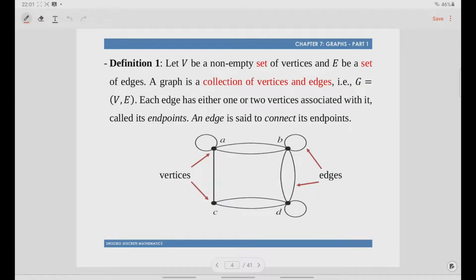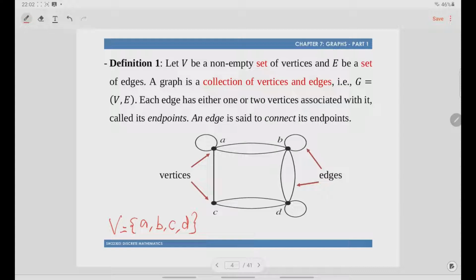Okay, now I give you the proper definition of a graph. So in discrete mathematics, we define the graph as given in definition number 1. Suppose we are given V, which is a non-empty set. So again, we are playing with sets. So V is a non-empty set of vertices, and E is a set of edges. That means we have two different sets. The first set is V, denoted by capital V, which contains the vertices. Right? Suppose in this figure we have 4 vertices. We have A, we have B, we have C, and we have D as the vertices.